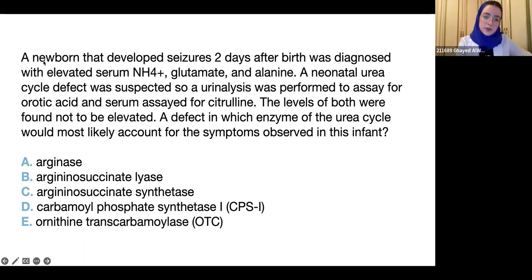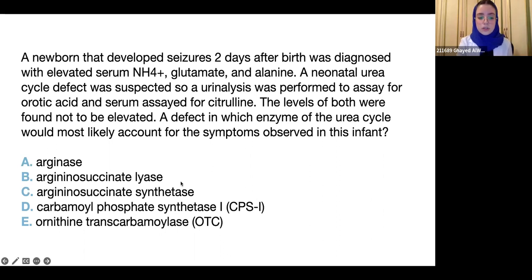Okay, so we're talking about a newborn, right? And immediately we can see that they have high levels of ammonium, glutamate, and alanine. So we know that this is a urea cycle genetic deficiency. They performed a urinalysis, so they examined the urine, and they found that levels of orotic acid and citrulline were not elevated. So the person didn't have increased orotic acid and didn't have increased citrulline. That means that the enzyme that's deficient has to come before citrulline is produced, right?